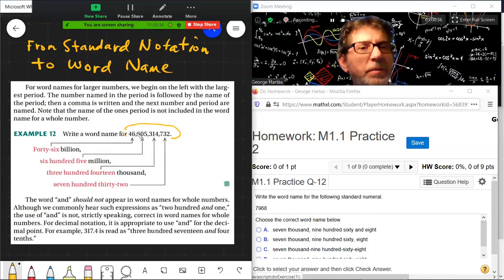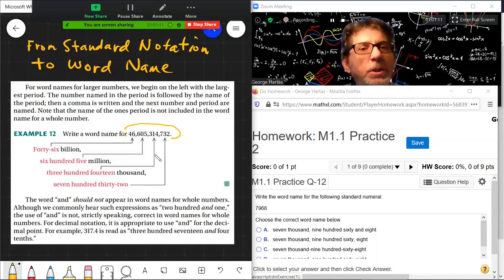So here we have 605 million, because it's in the millions period, comma. Then we have 314,000 because it's in the thousands period. And finally we have 732. And remember, for the ones period, we don't say ones or anything like that. We just, whatever the number is, that's it for the ones period.